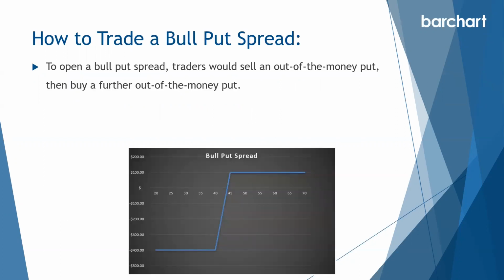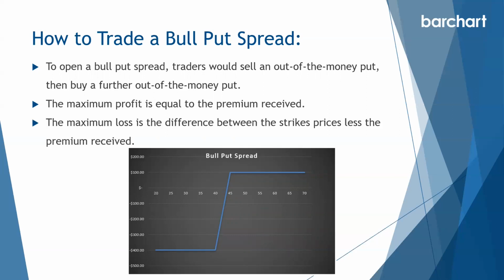To open a bull put spread, traders would sell an out-of-the-money put, then buy a further out-of-the-money put. The maximum profit is equal to the premium received. The maximum loss is the difference between the strike prices less the premium received.